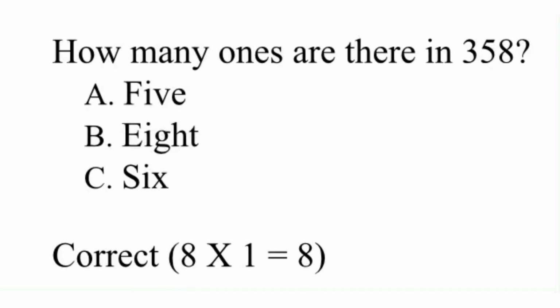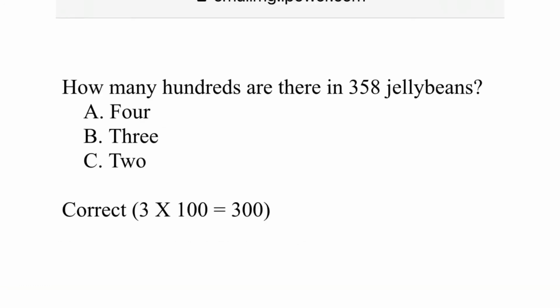So now the next question is, how many ones are there in 358? If we go to our place value, in the ones column, they are showing the number 8. So there are 8 ones in 358. Awesome. Now, how many hundreds are there in 358? Right. Awesome. 3, because we go to the place value and we look at the number. Great job, scholars. Very proud of your progress.